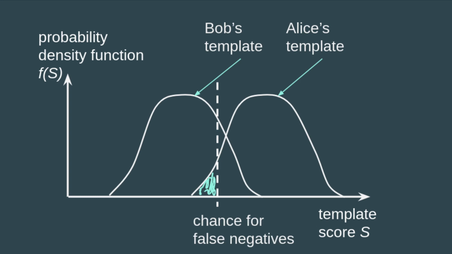And here we have the chance for false negatives to occur. The probability that Alice's measurements will fall below the threshold set for her template score to be accepted, and Alice will be denied access to her own account. There is always a trade-off between false negatives and false positives.